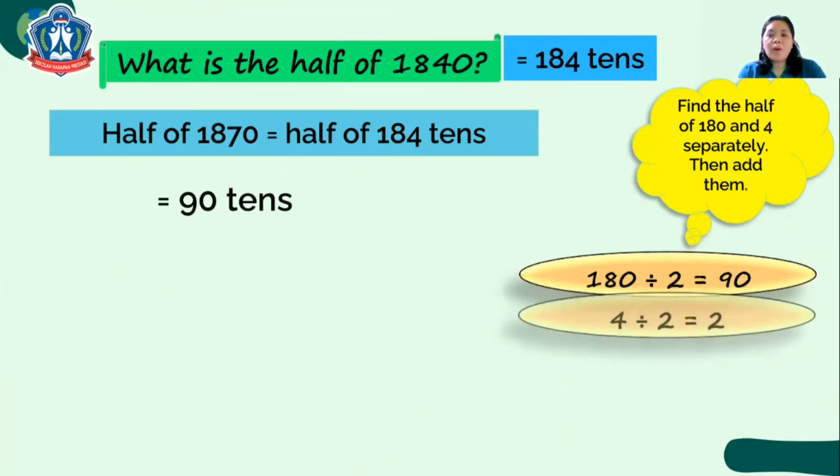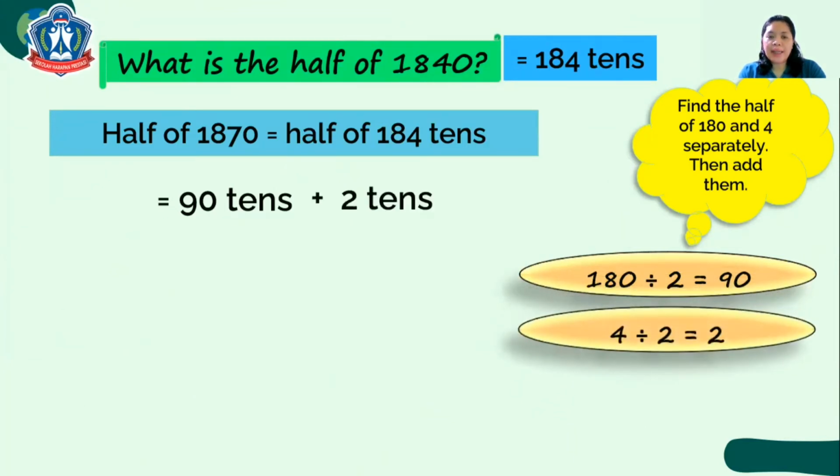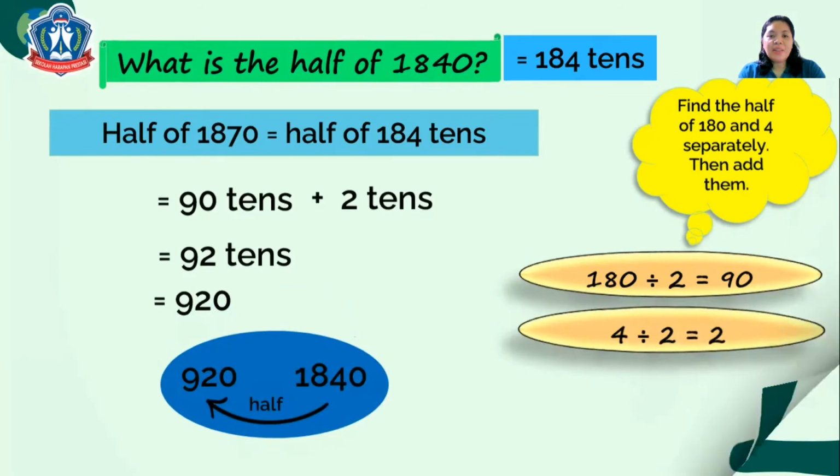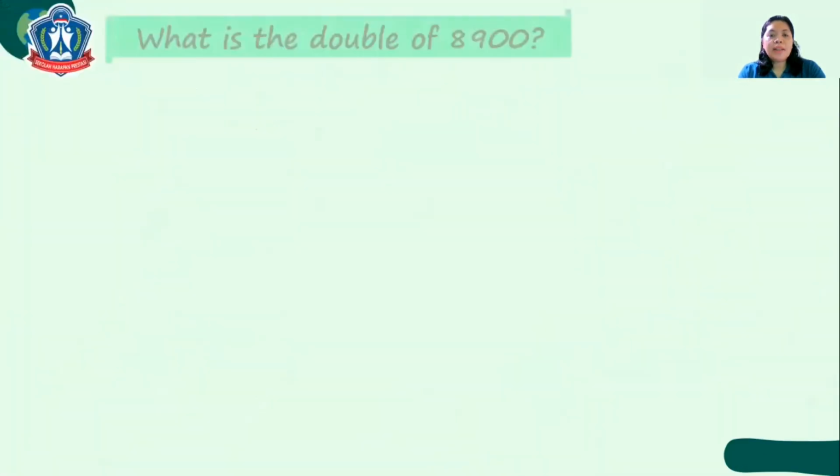The half of 4 is 2. So that is 2 tenths. So 90 plus 2, that is 92. So 92 tenths. 92 tenths is equal to 920. So 920 is the half of 1,840.